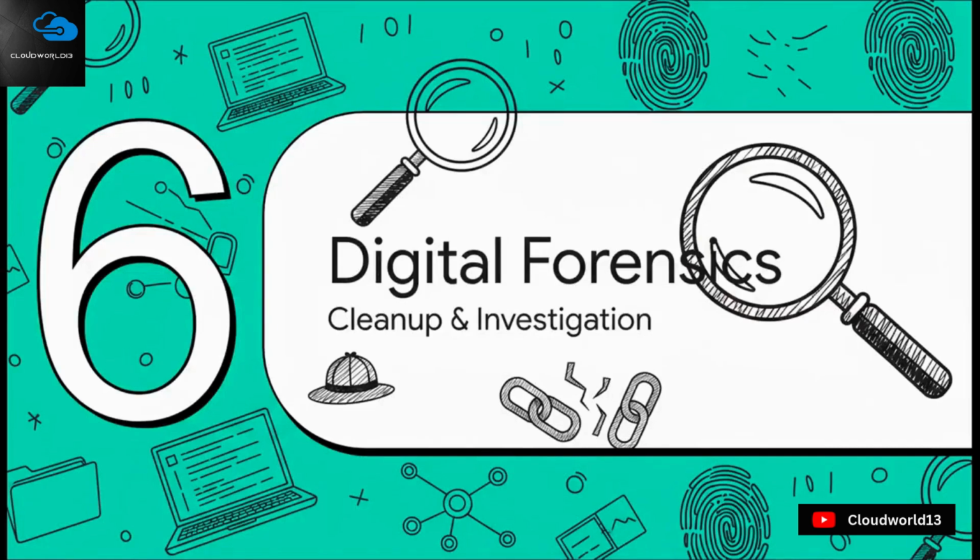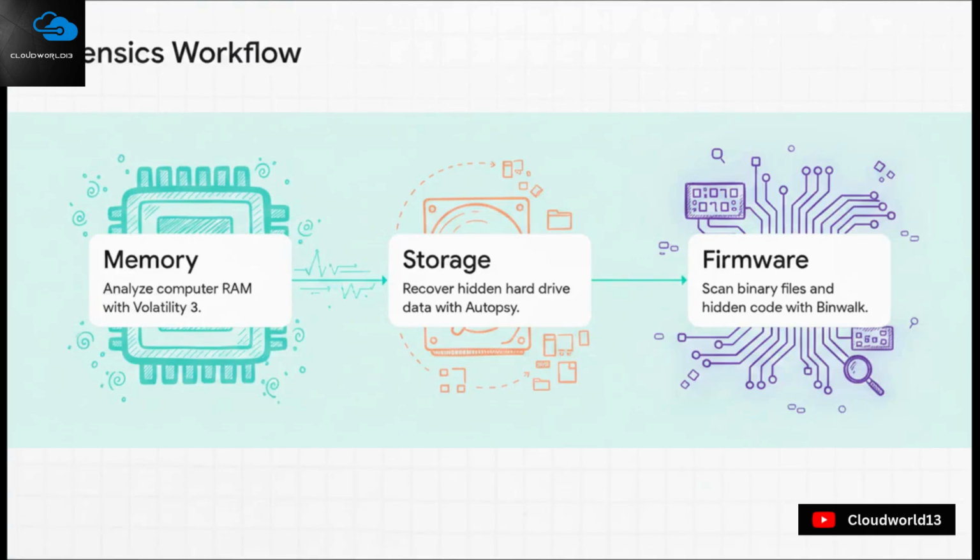Finally, we arrive at Phase 6, digital forensics. Time for the cleanup and investigation. This final phase takes us to the aftermath. This is where cybersecurity pros put on their detective hats to investigate incidents, uncover evidence, and recover lost data. We've got a very logical step-by-step workflow here for extracting that critical digital evidence. Step 1 is memory forensics, using Volatility 3. It's the world's most popular framework for analyzing computer RAM to find immediate, volatile evidence.